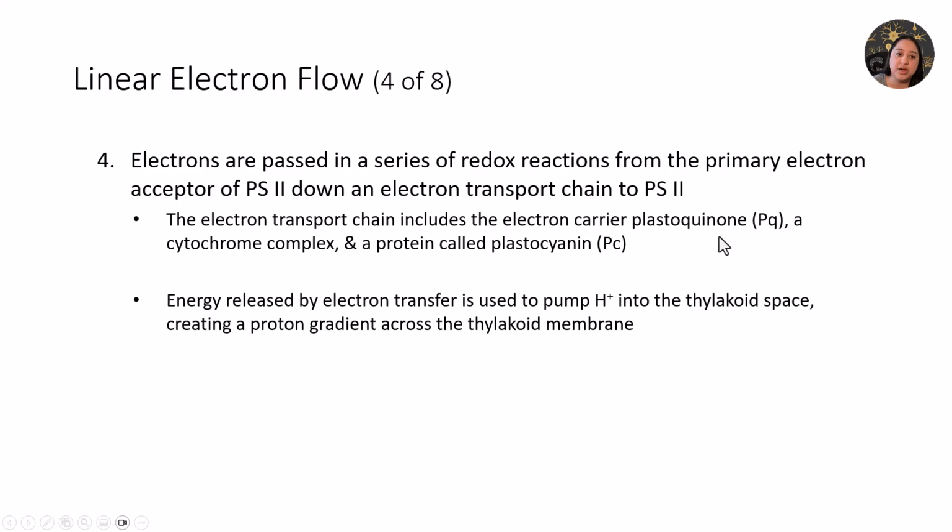Also to a cytochrome complex and a protein called plastocyanin, PC. The energy that's released by this electron transfer is used to pump protons into the thylakoid space, creating a proton gradient across the thylakoid membrane. So it sounds similar to something else, right?